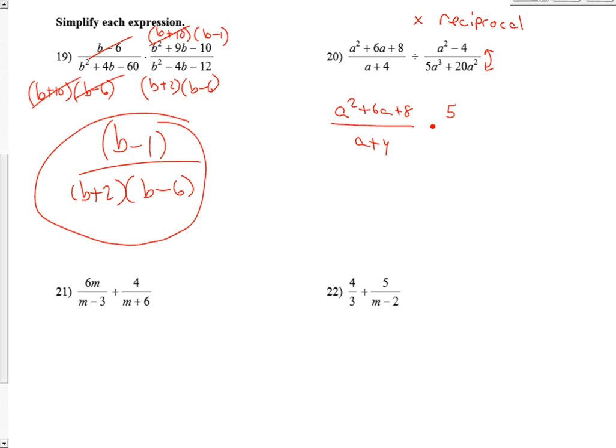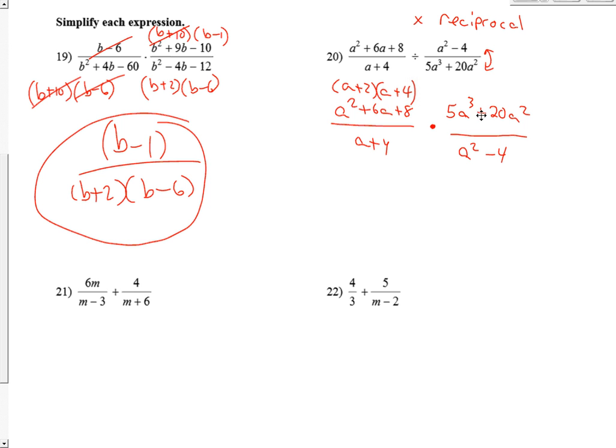And so on the top, I'm having 5a cubed plus 20a squared, and in the denominator, I have my a squared minus 4. Now it's just like number 19. Factor everything out, cancel, and then multiply it across. So as I work through a squared plus 6a plus 8, I'm going to get a plus 2 and a plus 4, because 4 times 2 is 8, and 4 plus 2 is 6.